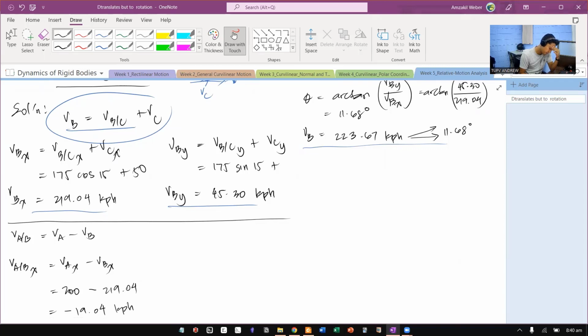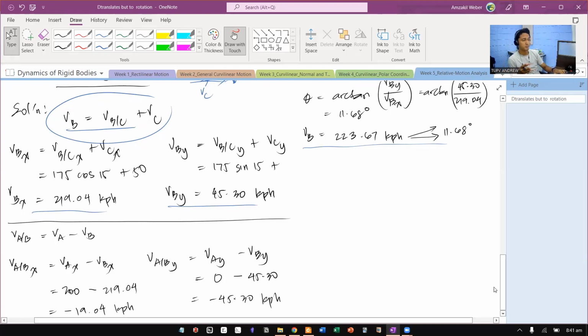Okay. Let's go to VA/B y. VA/B y is equal to VAy minus VBy. Now VAy is 0. VBy is 45.30. So the answer is negative 45.30 kph. So we now have VA/B, the relative velocity of A with respect to B, using only scalar form.